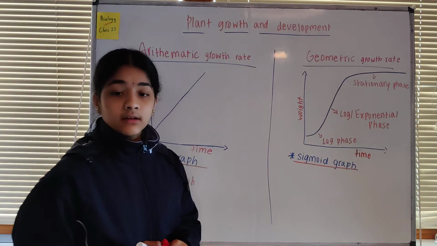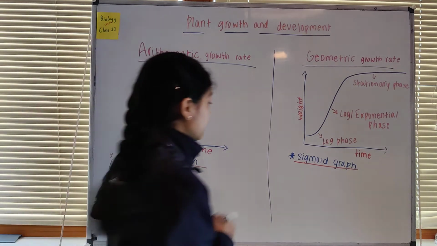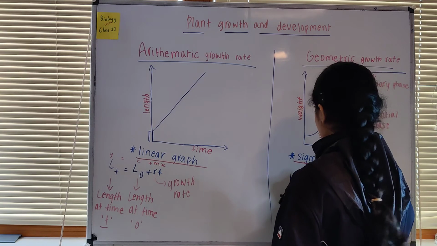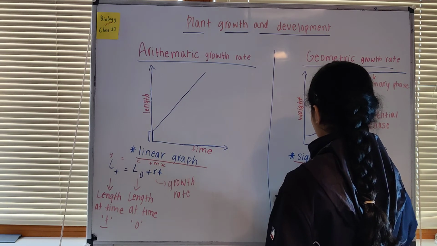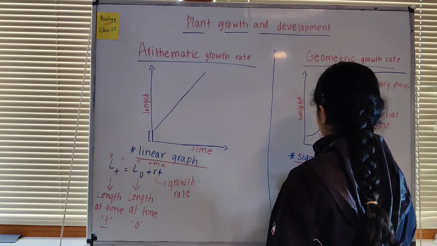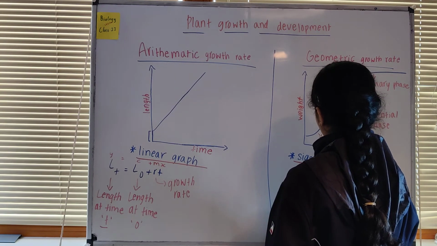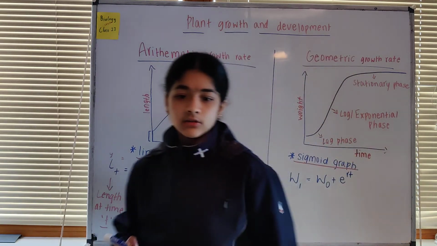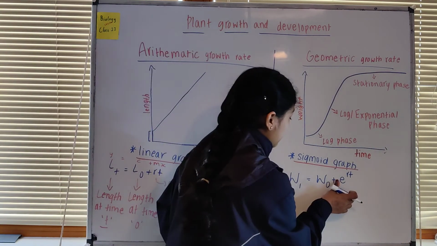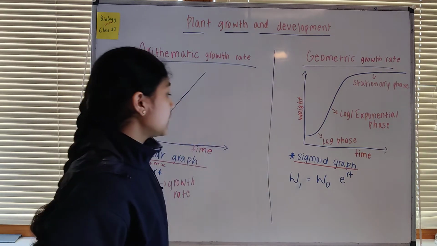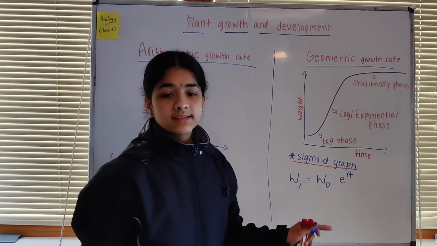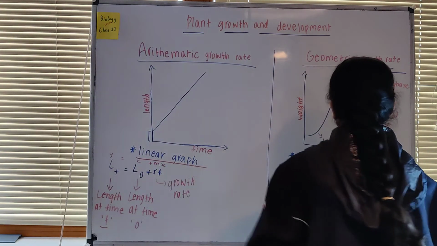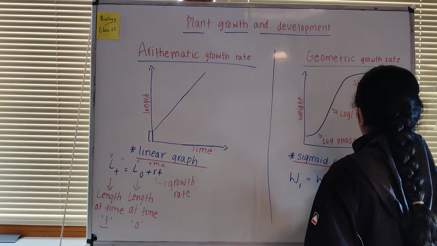Now let's look at the formula that we use. The formula is W1 is equal to W0 e^(rt). So this is the formula that we use for the sigmoidal graph. W1 is equal to W0 e^(rt). Now let's label it.